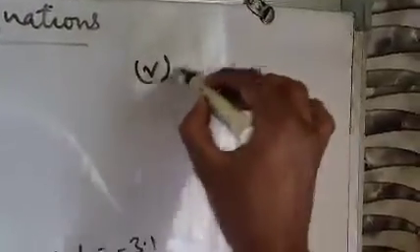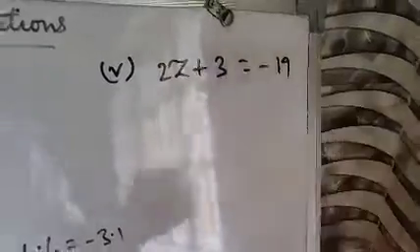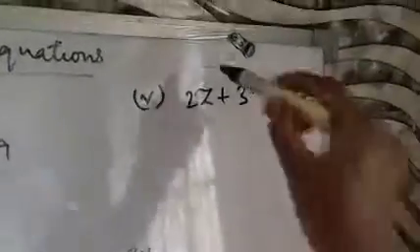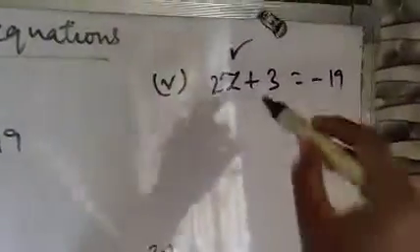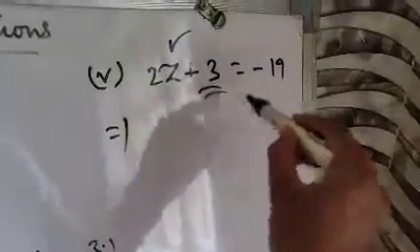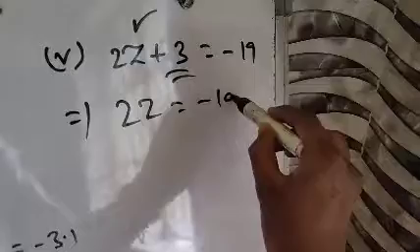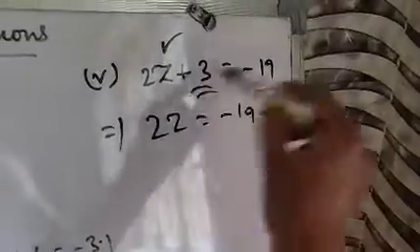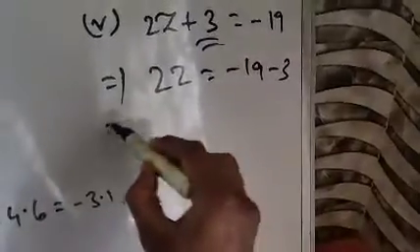Next equation number 5. 2z plus 3 equal to minus 19. We have to find the value of z here, because here the variable used is z. Therefore, we will transfer this plus 3 to the right hand side. So 2z will be minus 19 minus 3, because here the sign is plus. So when it is transferred, the sign will be reversed. That will be minus. So minus 3.